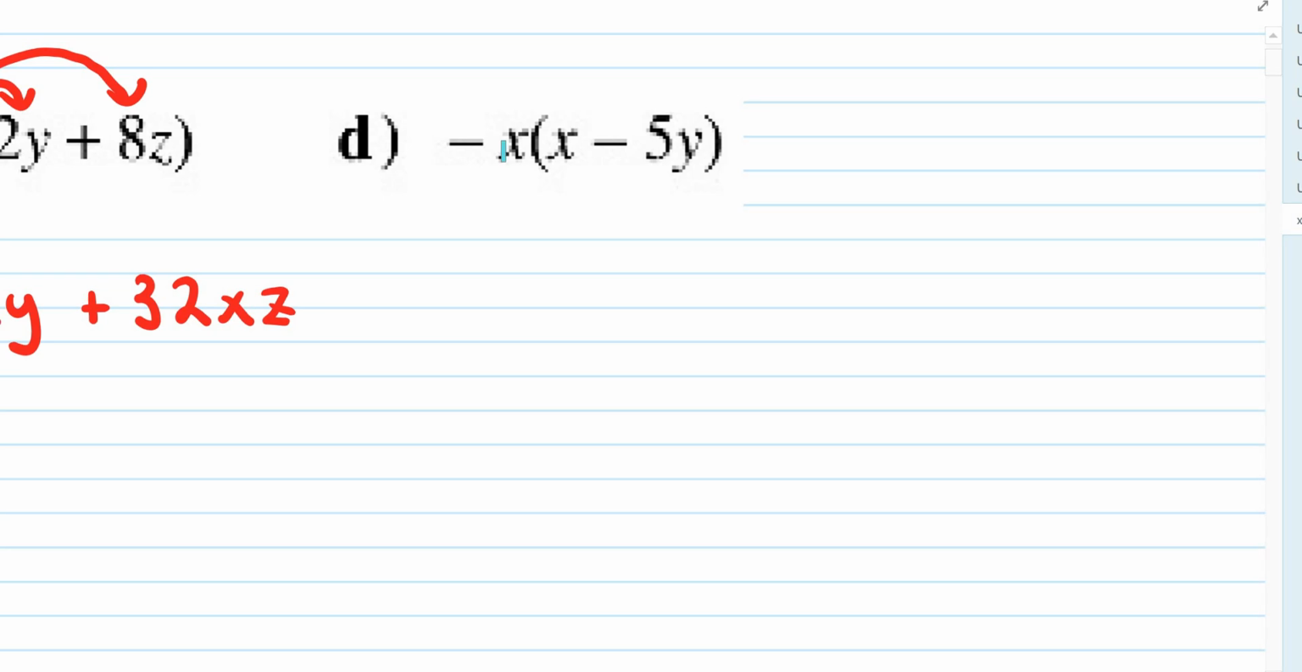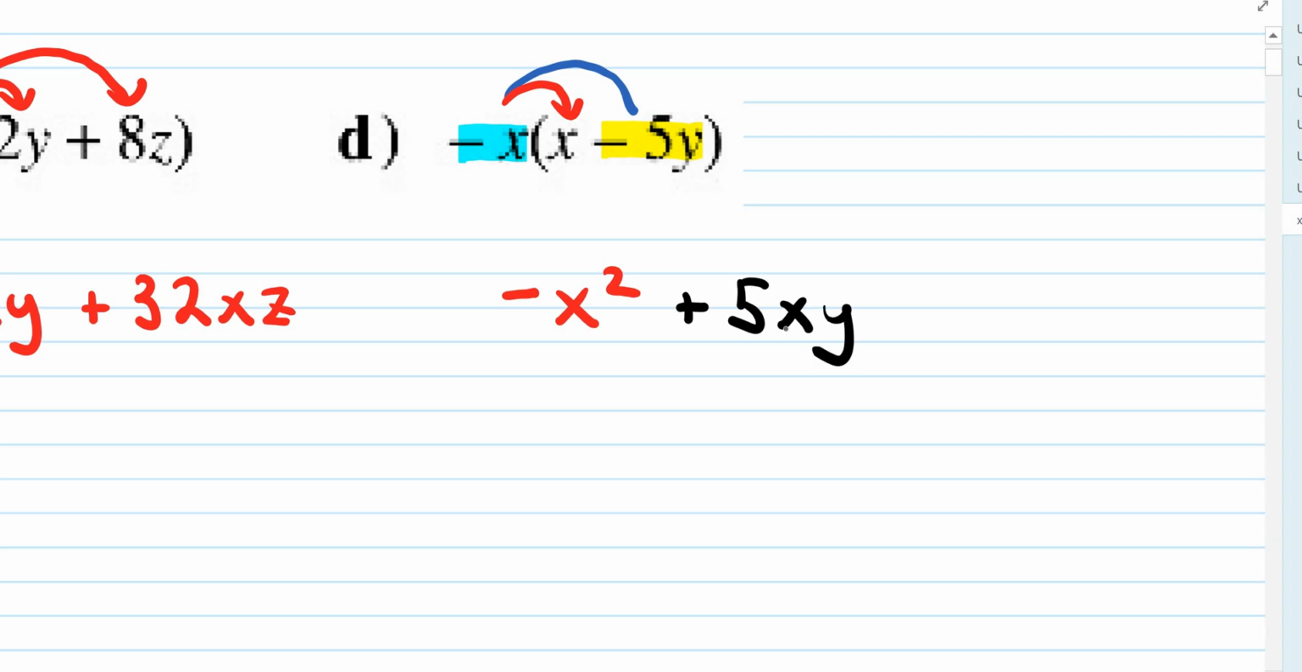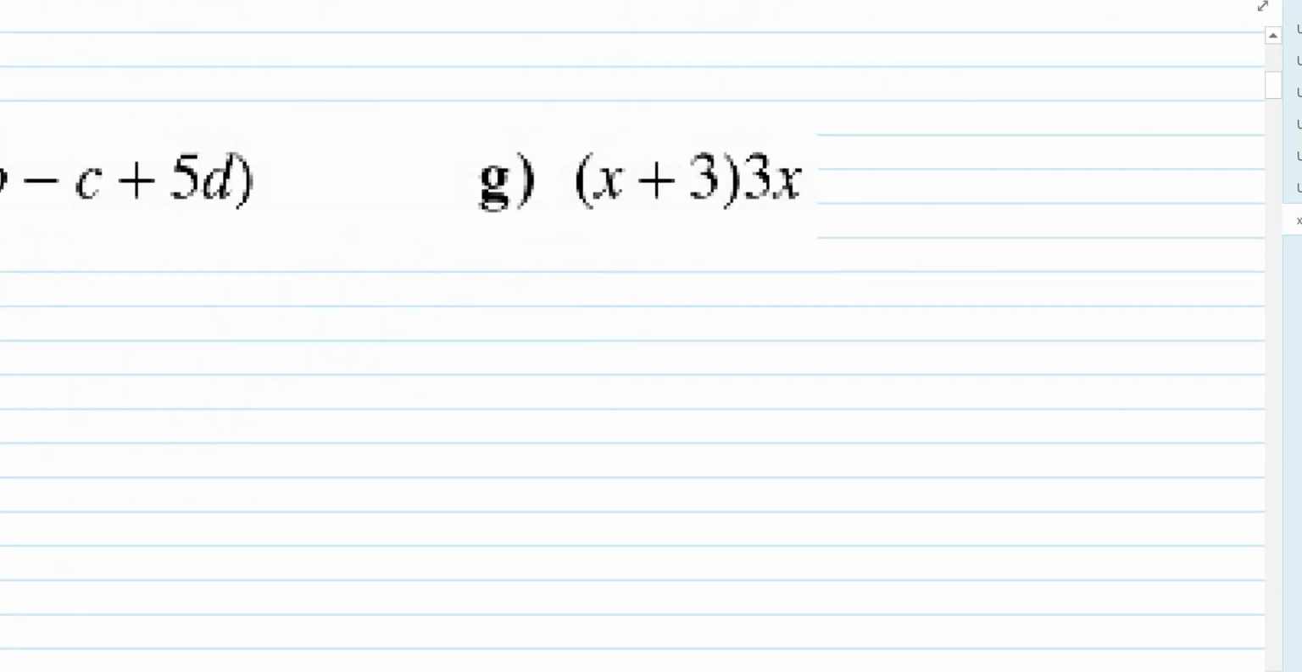And for letter D now, I have a negative x. And if I distribute that into the brackets here, I get negative x squared. And then if I distribute this negative x onto the negative 5y, we get positive 5xy. And that's your final answer there. Okay, let's keep on going on here.